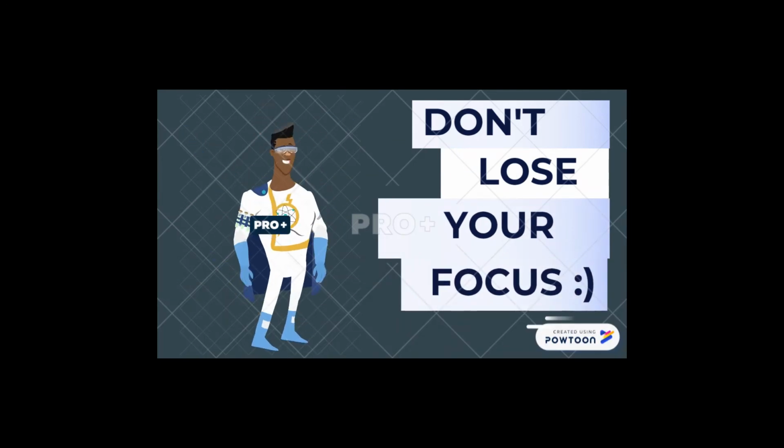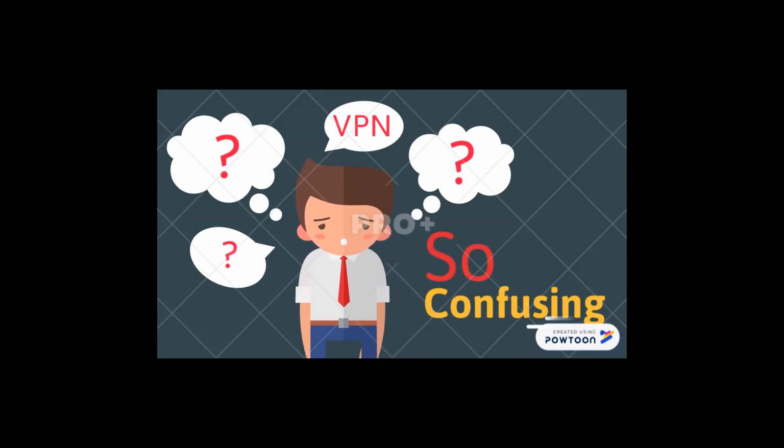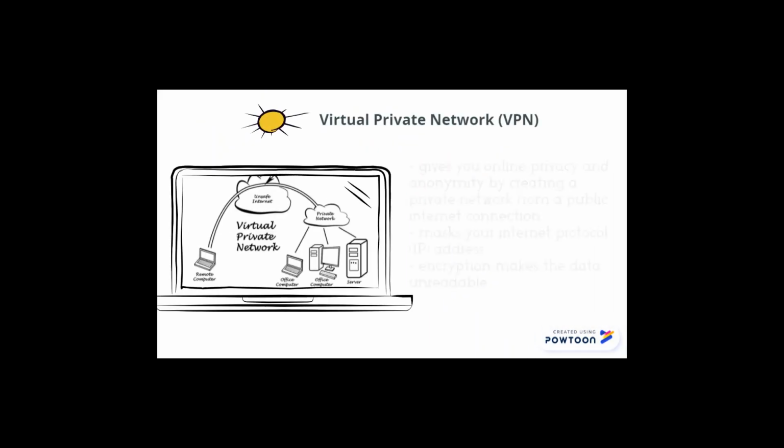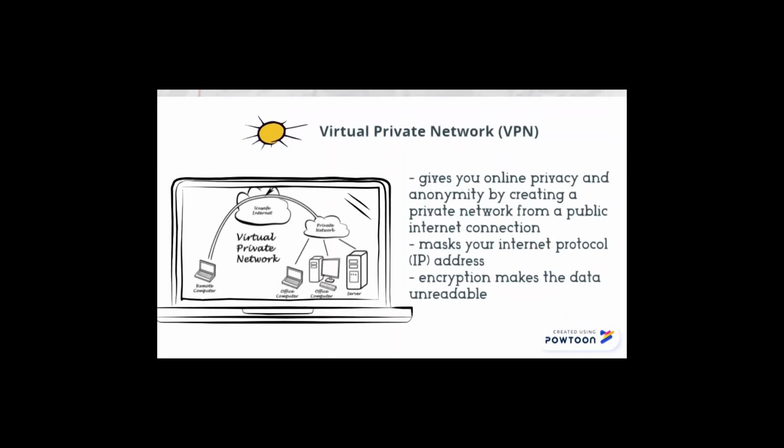Another type of network I want to talk about is VPN. A lot of you use VPN as your network, but wonder how it works, right? Its full name is Virtual Private Network. VPN gives you online privacy and anonymity by creating a private network from a public internet connection. It masks your IP address so your online actions are virtually untraceable. It also uses encryption to scramble data when it's sent over a Wi-Fi network, which makes data unreadable.